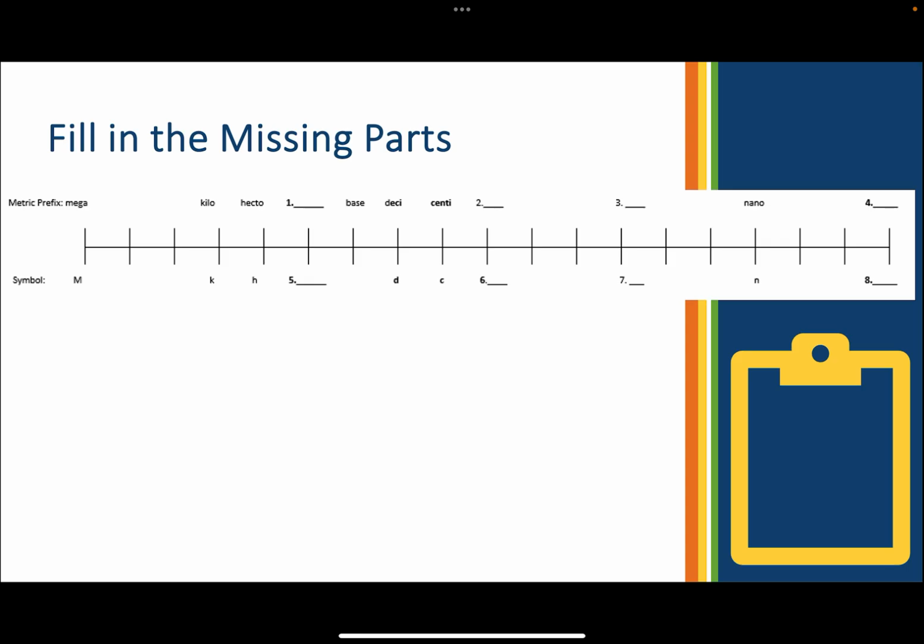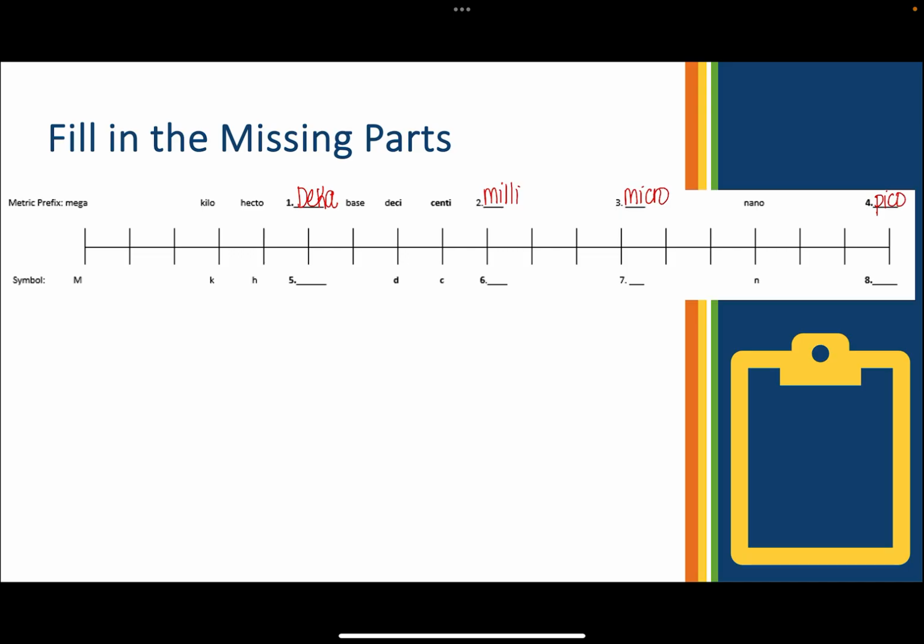So the biggest prefix that we're working with here in chemistry is mega. Those two lines that you skip are vitally important. They should be there. And then we'll get to the part that you've typically been working with, kilo, hecto, and then our next one is deca. Then we have our base, deci, centi, milli. Skip, and then we have micro. Skip, nano, and then pico.